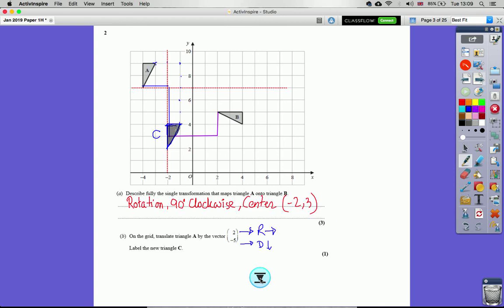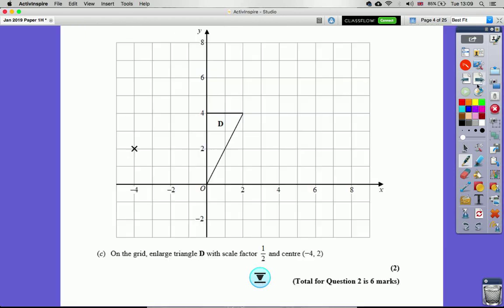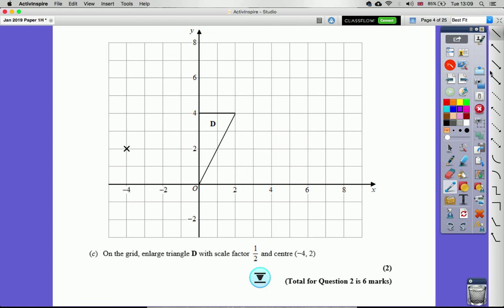We'll move on to the next question, which is also another transformation question. On the grid, enlarge triangle D with a scale factor of half and center -4 and 2. The center is already given to you. We need to enlarge the triangle. So first thing we do is draw projection lines, starting from the center to each point on the triangle, and we're going to extend our lines.